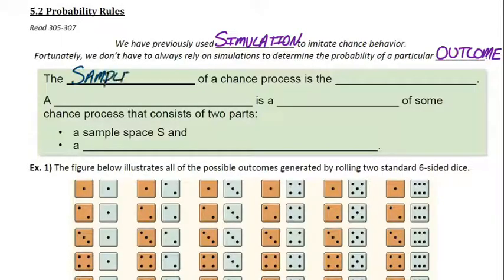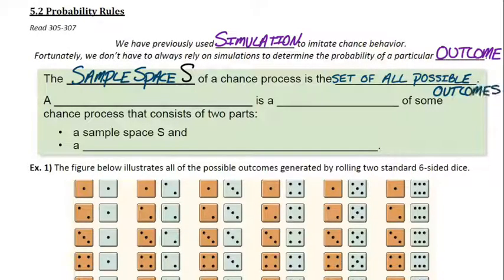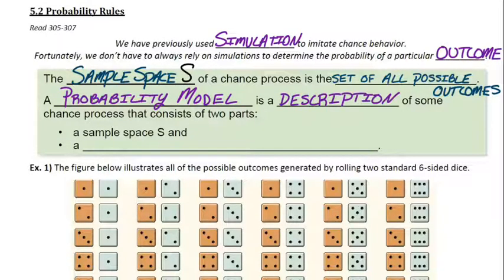So the first definition here in the green box, a sample space S, capital S, of a chance process is the set of all outcomes. So everything that can possibly occur, that's the sample space S. And then a probability model is a description of some chance process that consists of two parts. First part, it's got to have a sample space, capital S, so that's the set of all possible outcomes.